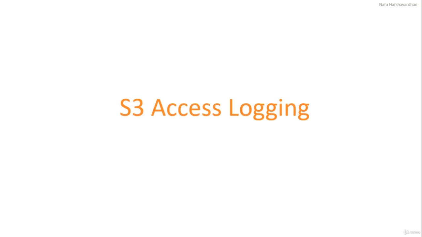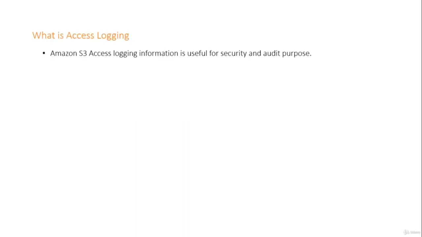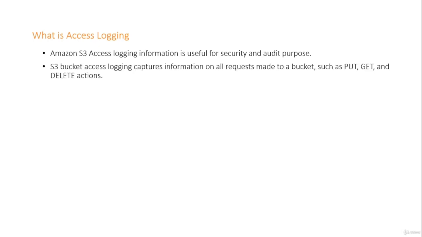Hello everyone, welcome to this lecture. In this lecture, I'm going to discuss S3 access logging. So let's first begin with what exactly access logging is. Amazon S3 access logging information is useful for security and audit purposes. Here, S3 bucket access logging captures information on all requests made to a bucket, such as put, get, and delete actions. So, S3 access logging basically tracks requests for access to a bucket, and it records information that is useful for tracking. This means it captures information on all requests made to a bucket.